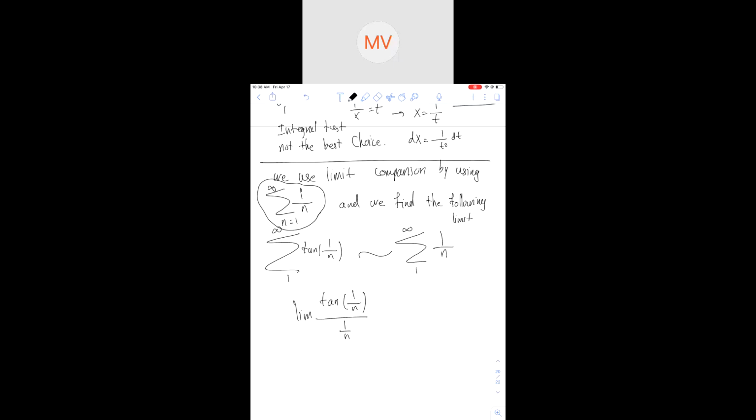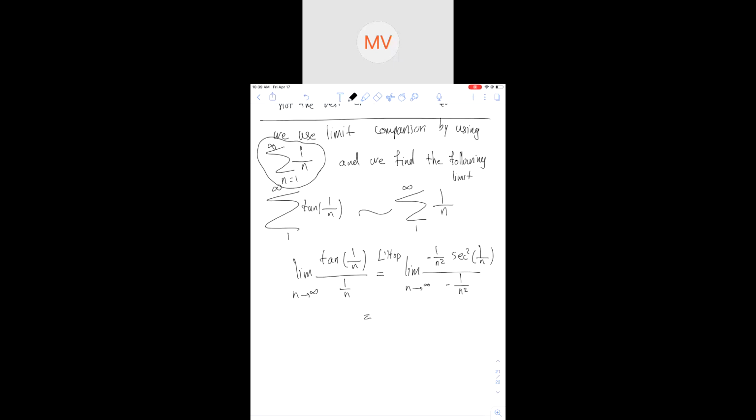We take the limit of that. If this limit is non-zero, the conclusion is that both series behave the same. Let's see if it's non-zero. Well, it is non-zero. I mean, you can still use L'Hopital for this. Take the derivative with respect to n, except on top you have to do a chain rule, okay? How about this, Nisa? Negative 1 over n squared times secant squared of 1 over n. Chain rule. Negative 1 over n squared at the bottom.